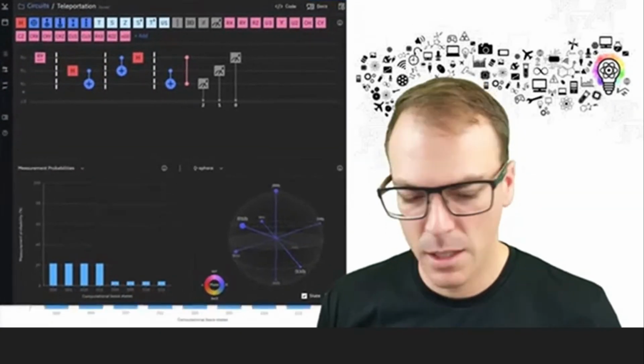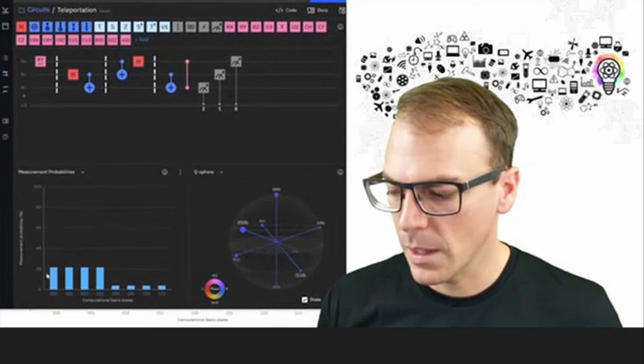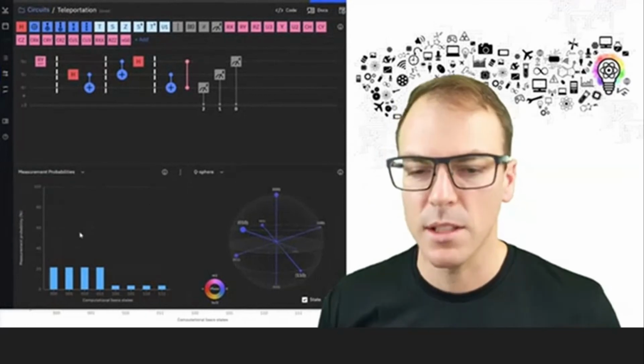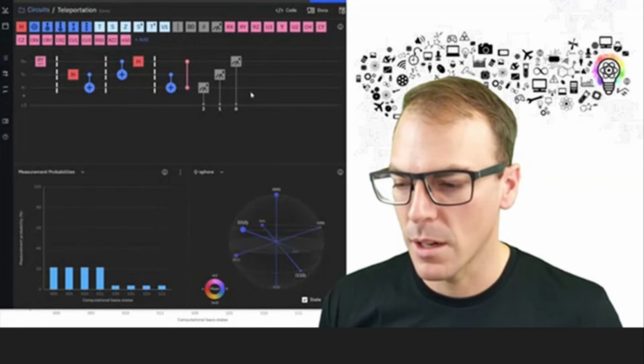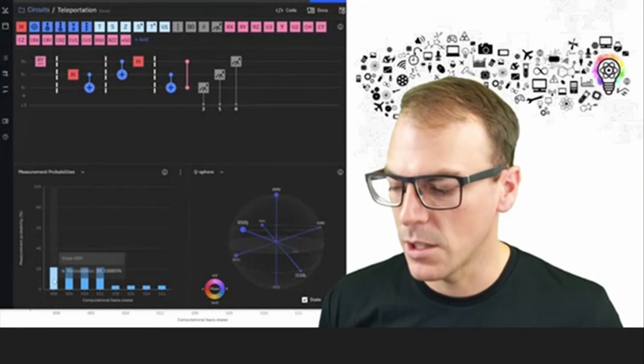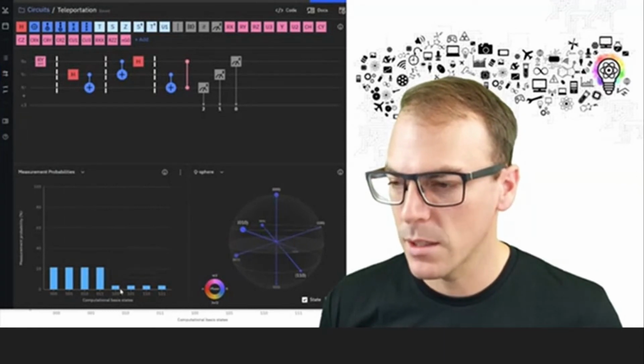Down at the bottom here, you can see this is the simulation. So this is exactly what should happen. When all the measurements are done on all the qubits, then I should see these probabilities down here.